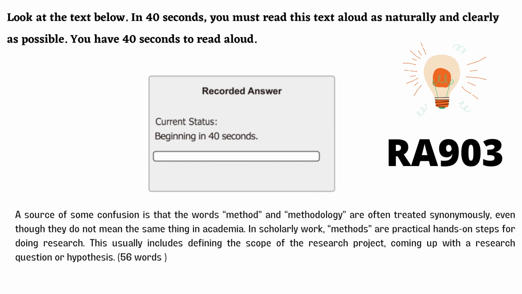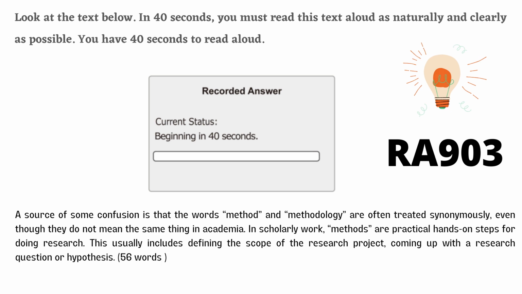A source of some confusion is that the words method and methodology are often treated synonymously, even though they do not mean the same thing in academia. In scholarly work, methods are practical hands-on steps for doing research. This usually includes defining the scope of the research project, coming up with a research question or hypothesis.